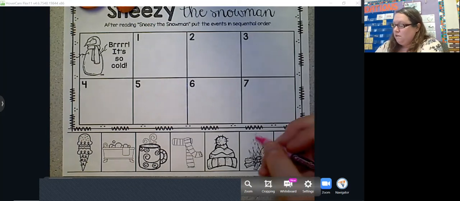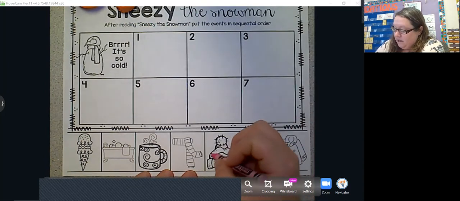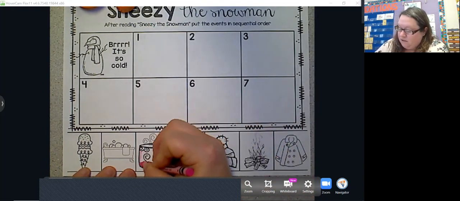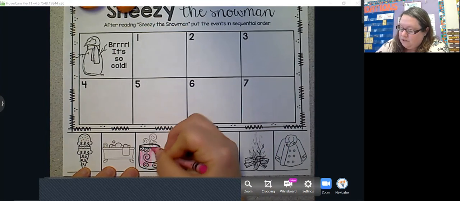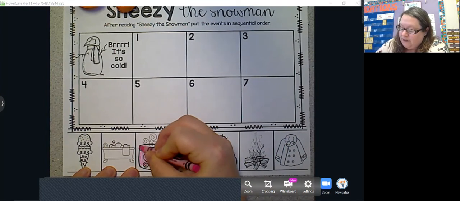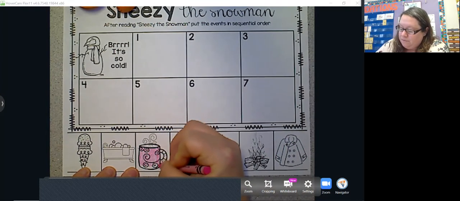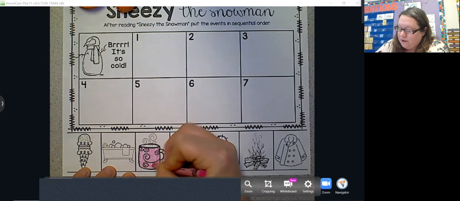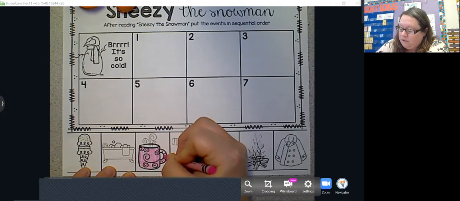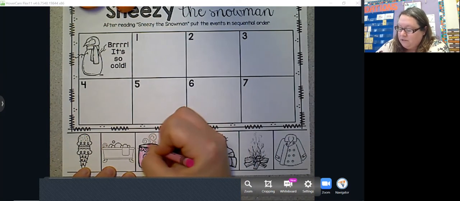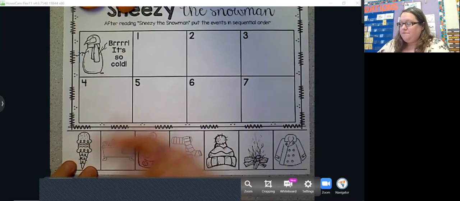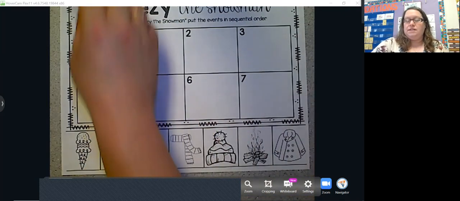Okay, let's see. I'll color the hot cocoa mug first. So you can go ahead and you can start coloring if you want, but in just a second, I'm going to show you what to do. I want you to color all the pictures, okay? I'm just coloring one to show you. You have to color all of them, okay? All right, so go ahead and stop for a second.